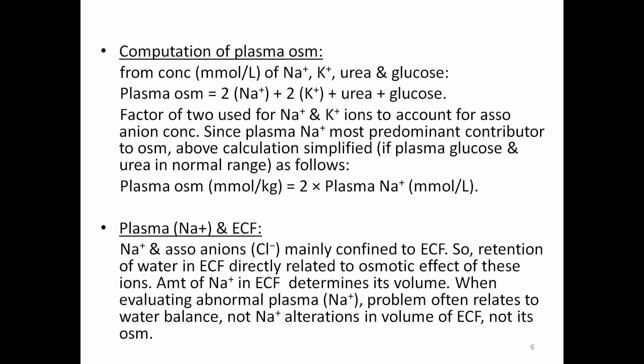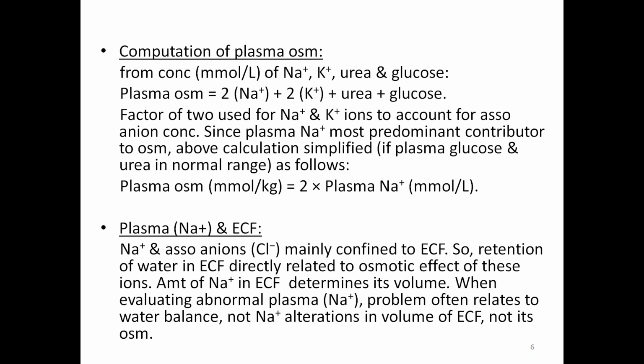Now, how do we compute the plasma osmolality? That is done from the concentration of ions such as sodium, potassium, urea and glucose, their concentration in millimoles per liter. So plasma osmolality is 2 into that of sodium plus 2 into that of potassium plus that of urea plus that of glucose. And a factor of 2 is used for sodium and potassium ions to account for the associated anion concentration.